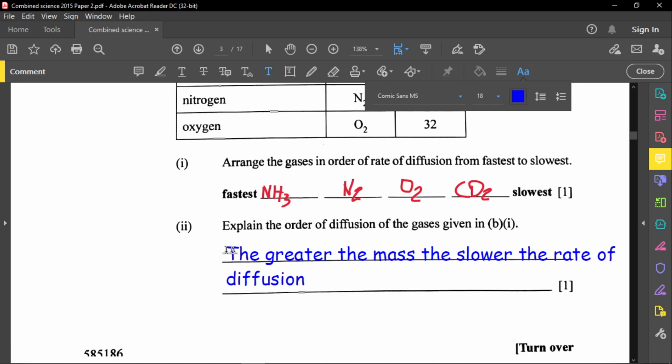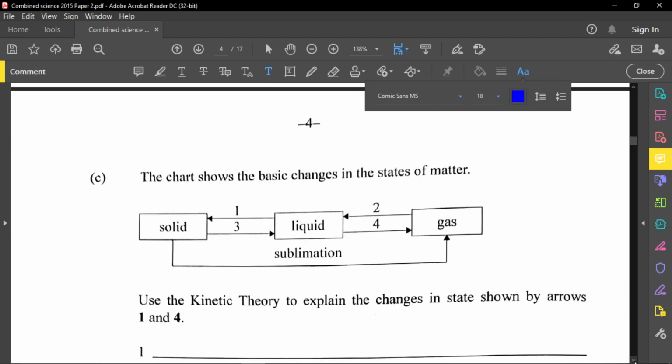All right, great. So that will be our answer there. You could do it another way by saying the smaller the mass, the faster the rate of diffusion. So either way works. Let's go to the next part of the question here.